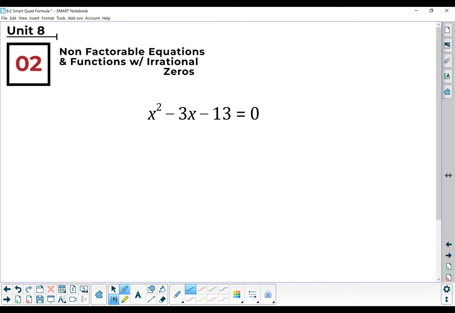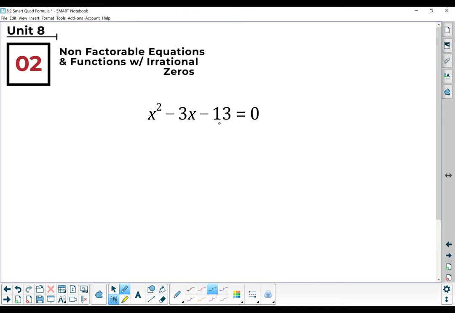We're going to be talking about non-factorable quadratic equations. So not every quadratic is a factorable quadratic. In fact, there's a lot more unfactorable ones than there are factorable ones. So here's an example of a non-factorable quadratic.